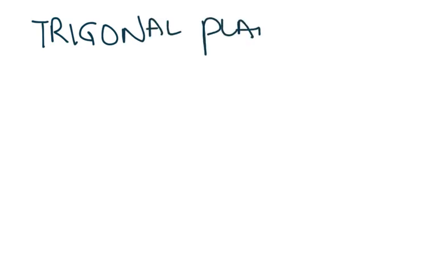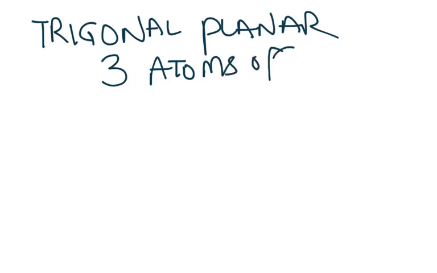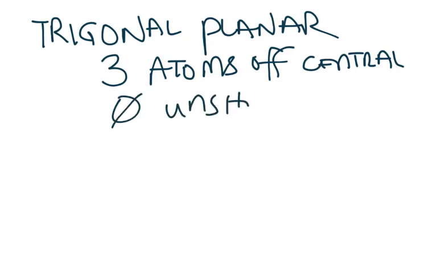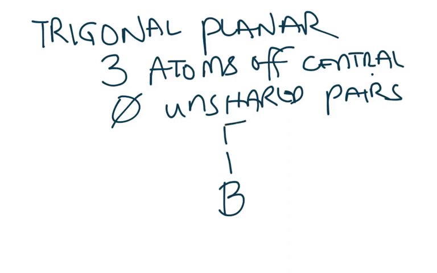The next shape we're going to talk about is called trigonal or triagonal. I've seen it spelled both ways. Trigonal planar or triagonal planar. This is when I have 3 atoms off the central and no unshared pairs. Again, all we're talking about here is the central atom. This is not a normal one. This is one of those weirdos we talked about earlier.